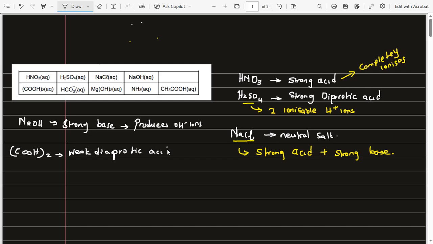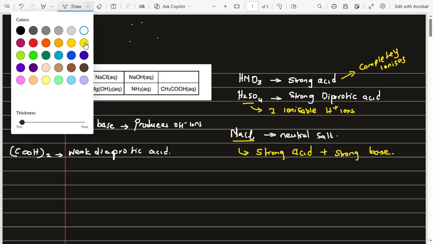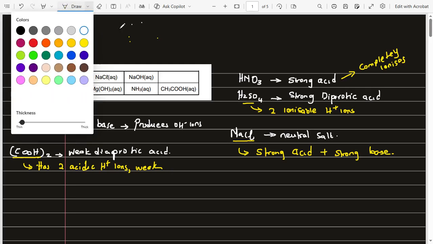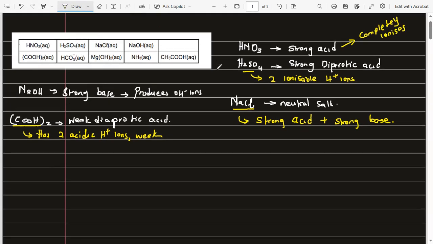Diprotic acid. Okay, so when I look at this one here, you see it has 2 of the acidic H plus ions, and we know that it's weak. We'll come back to that one, and after analyzing all these things, it's going to be easy for you to answer your questions.